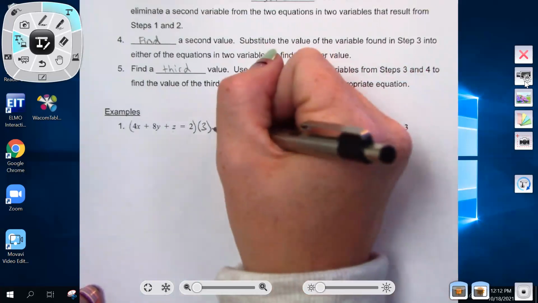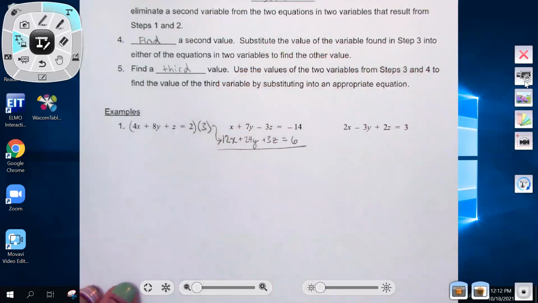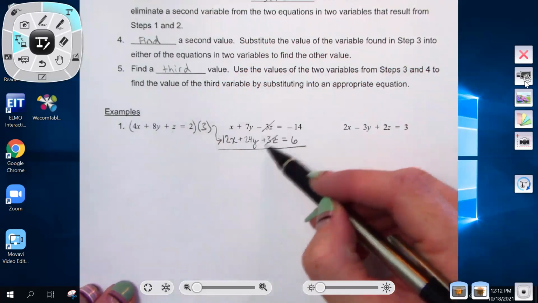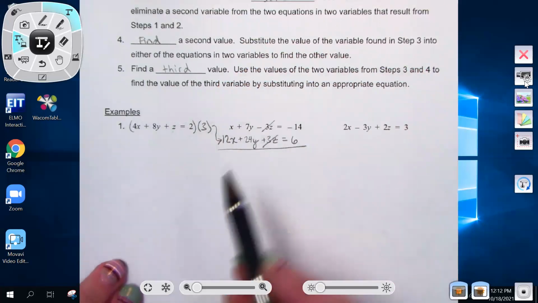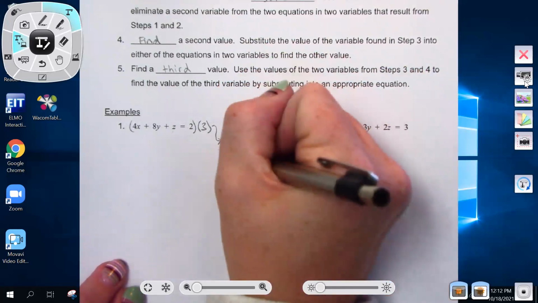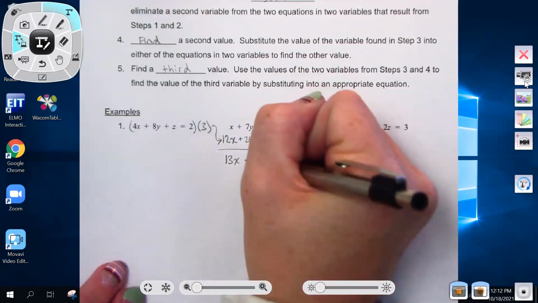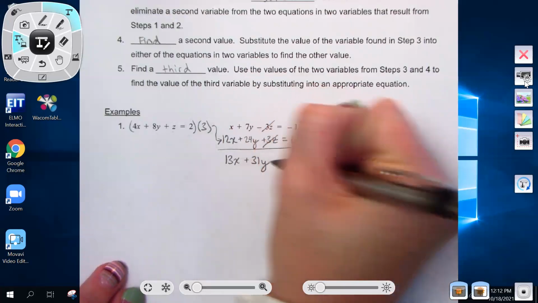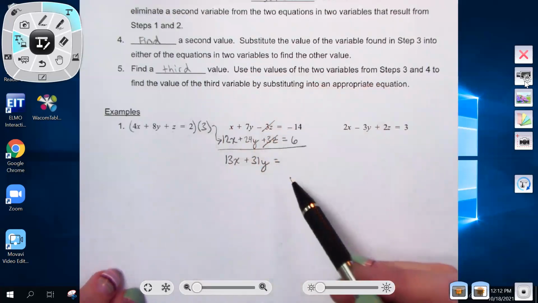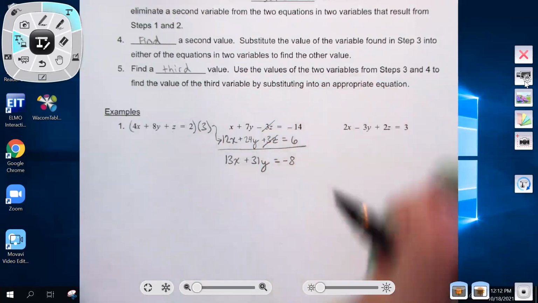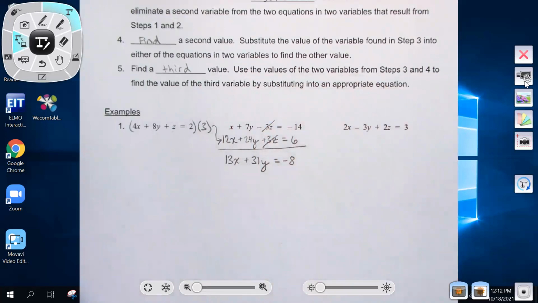The negative 3z and the positive 3z are going to cancel. Then x plus 12x is 13x. 7y plus 24y is 31y. Equals negative 14 plus 6, which is negative 8. So that was the first step.